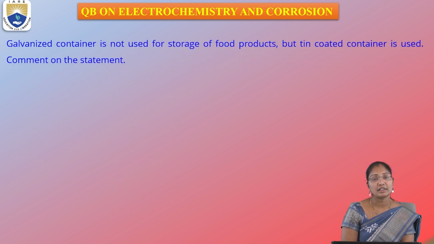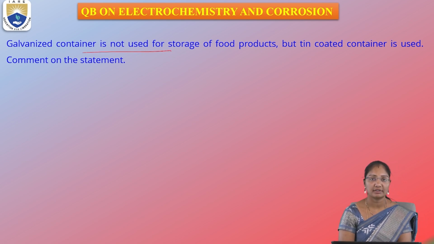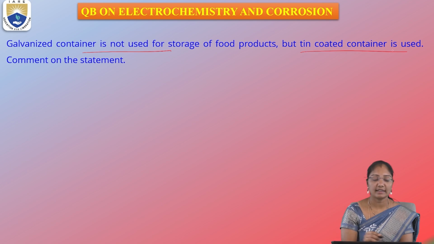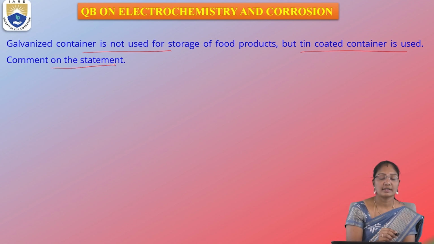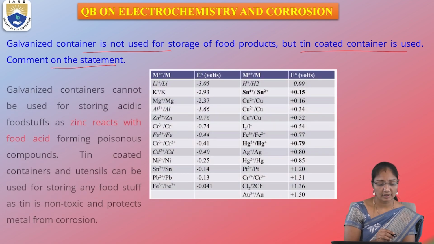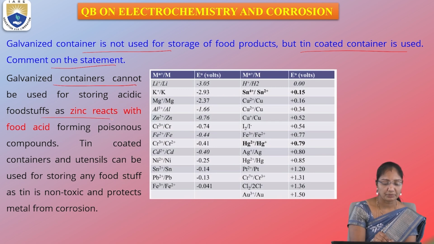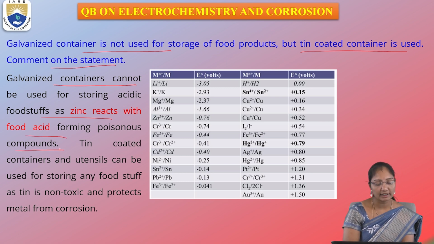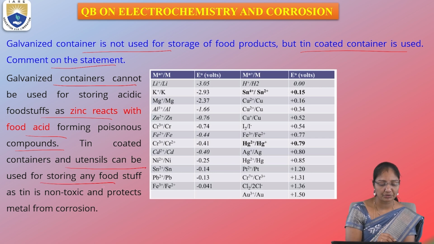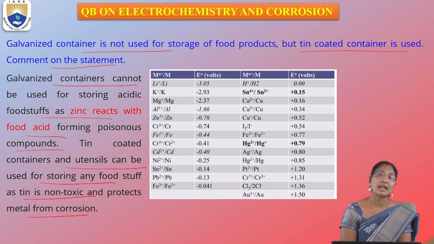Another question: a galvanized container is not used for storage of food products, but a tin coated container is used. Comment on this statement. Galvanized containers cannot be used for storing acidic foodstuffs, as zinc reacts with the food acids, forming poisonous compounds. Tin coated containers and utensils can be used for storing any foodstuff, as tin is non-toxic and protects the metal from corrosion.